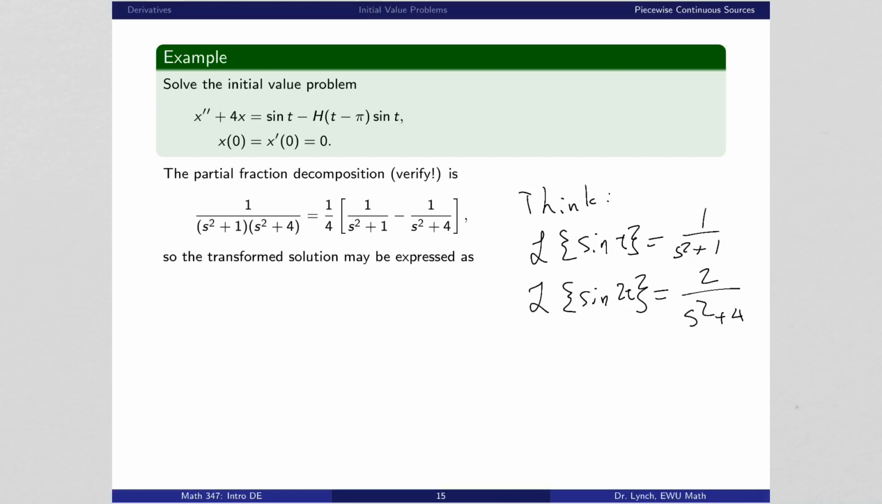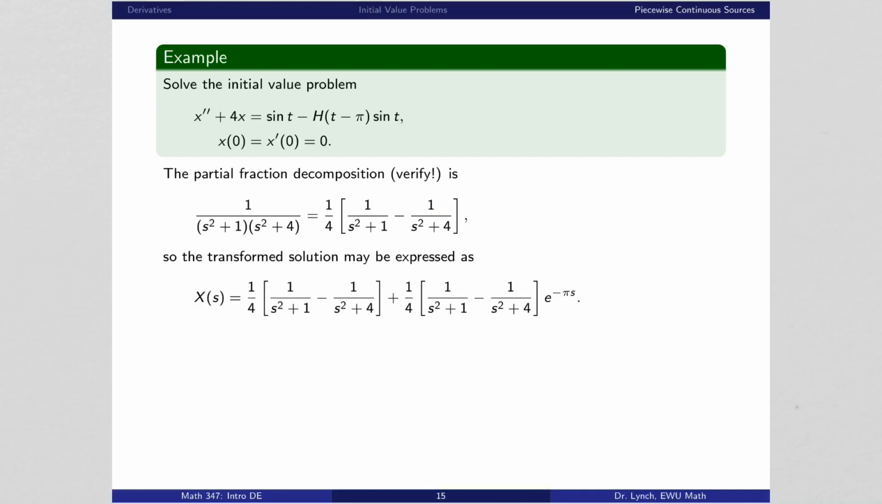Now, of course, there's a constant multiple that we'll need to deal with here that we'll get back to in just a second. Okay, so in any case, the transform solution can be expressed in the following manner, using again the partial fraction decomposition. Okay, so this should remind you of F of s.